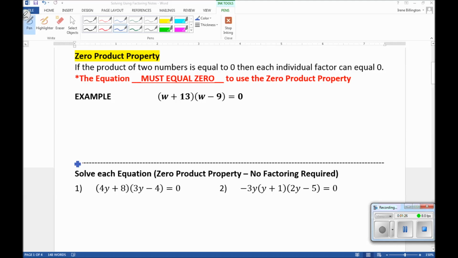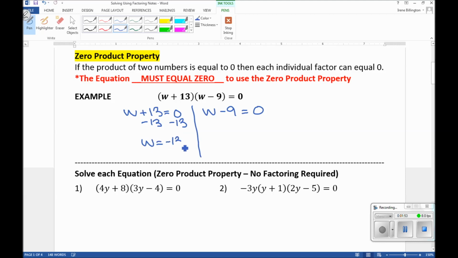Because of the zero product property, we know that our first factor, w plus 13, can equal 0. We also know that our second factor, w minus 9, can equal 0. Therefore, we are going to find 2 solutions to this equation. I will solve by subtracting 13. So my first solution is w equals negative 13. And for my second solution, I'll add 9. And my second solution is w equals 9. So this equation had 2 solutions, negative 13 and 9.